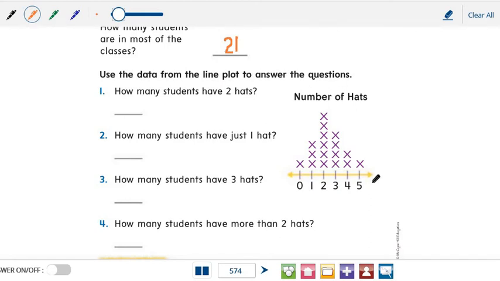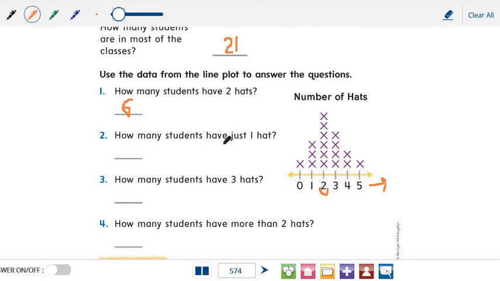This line plot shows the number of hats. How many students have 2 hats? So this is the number of hats. And this is the number of students. How many students have 2 hats? This is 2. Let's see how many. 1, 2, 3, 4, 5, and 6. So 6 students have 2 hats.